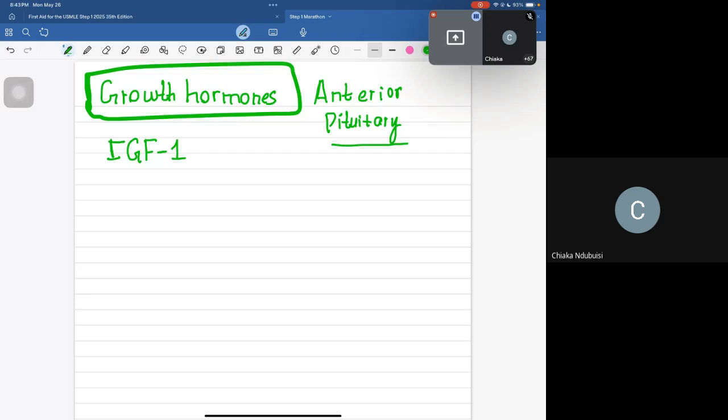IGF-1 stands for insulin-like growth factor, and it's going to cause increased growth stimulation.